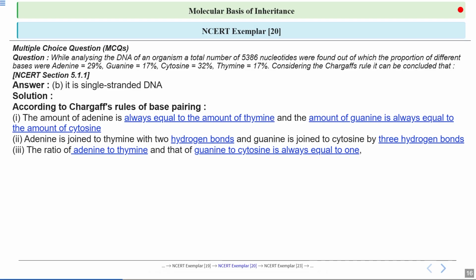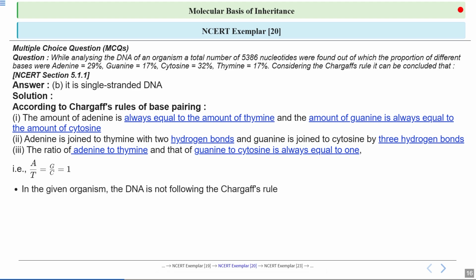Now, what does Chargaff's rule say? The ratio of adenine to thymine, A by T, and that of guanine to cytosine, G by C, is always equal to 1. So A by T is equal to G by C is equal to 1. Now, if you look at the information given in this question, A is 29, so T should also be 29, but here T is 17%, G is 17, but cytosine is 32. So G and C should be equal, A and T should be equal, but this is not observed here.